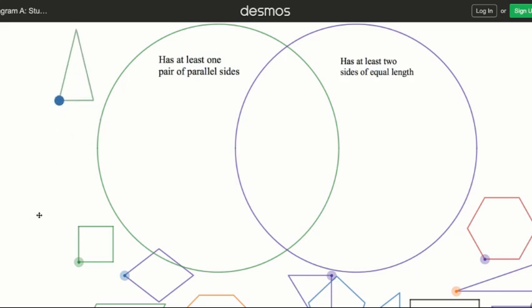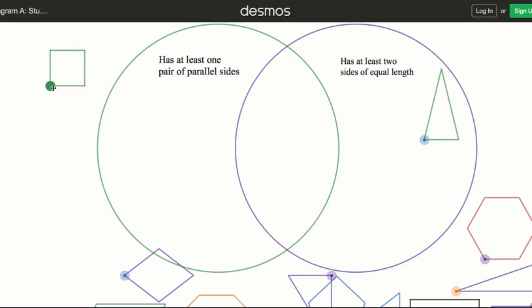So let's take this first one right here. Does it have parallel sides? These 2 sides would cross each other at that point, so that's no. These 2 cross at this point, and then these 2 cross at that point. So no, it does not fall within this location, so it also will not fall in the overlap. And then it says has at least 2 sides of equal length. We have this side and this side. So this is actually an isosceles triangle, and we're going to put it in that location.